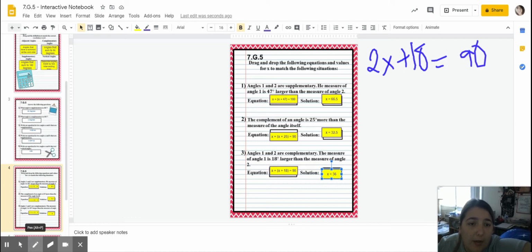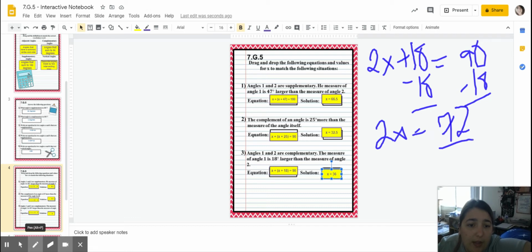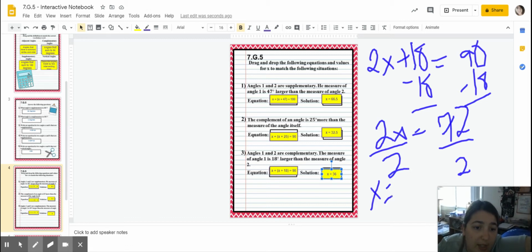Awesome. Now we can subtract 18 from both sides. We have 2x equal to 72. Divide that by 2. Divide that by 2. Now our x is equal to 36. So yes, we were able to confirm that that one is correct. All right, let's move on to the next slide.